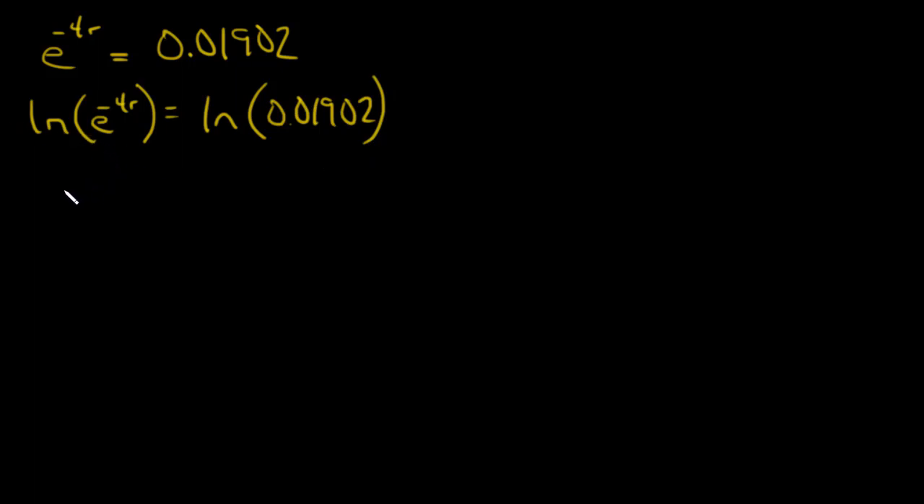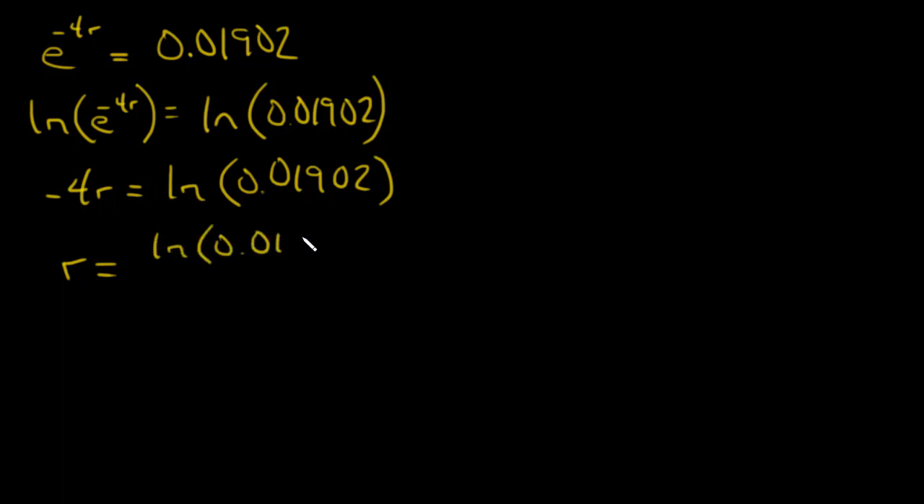These are going to cancel. I'm going to be left with negative 4r is equal to the natural log of this. And I don't have that value because I kept it as this for some reason. And then I solve for r by just doing r is equal to the natural log of 0.01902 divided by negative 4. And this is going to be a negative value anyway, so that's a good sign. Our r winds up equaling 0.9906.